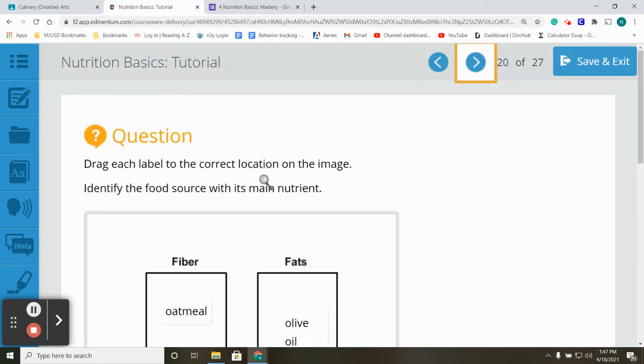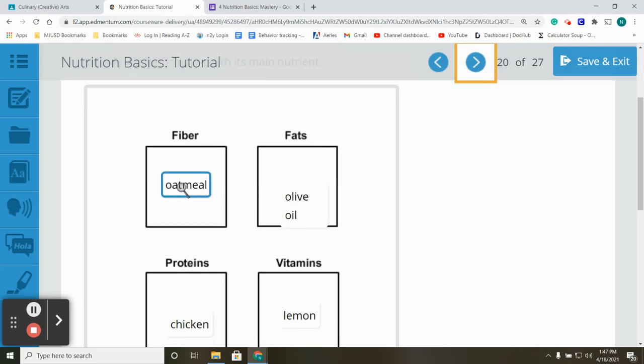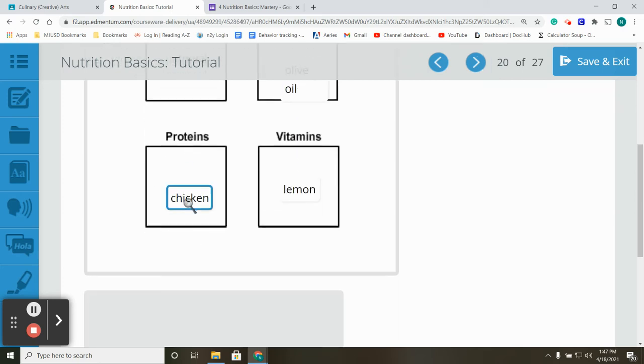Drag each label to the correct location on the image. Identify the food source with its main nutrient. Fiber, oatmeal has fiber. Fats, olive oil has fats. Proteins, chicken has proteins. And vitamins, lemon has some vitamins.